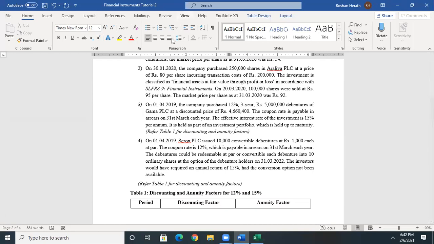On 30th January 2020, the company purchased 250,000 shares in Aralia PLC at a price of ₹80. So during the current period, incurred transaction cost 200,000. Investment is specified as financial asset at fair value through profit or loss, in accordance with SLFRS 9. On 20th March 2020, 100,000 shares were sold at rupees 95 per share.